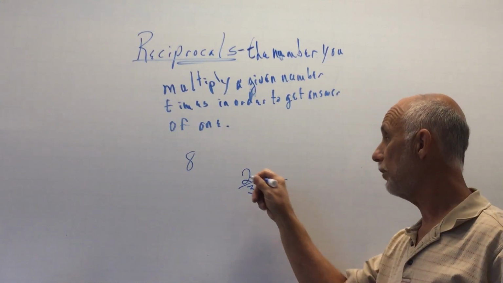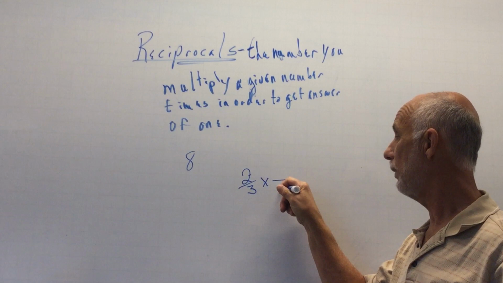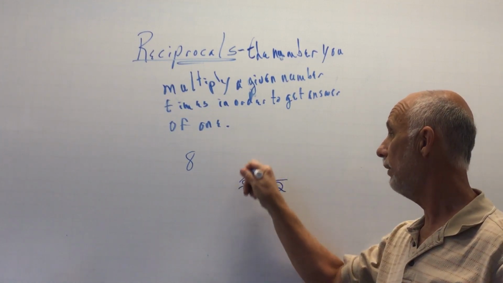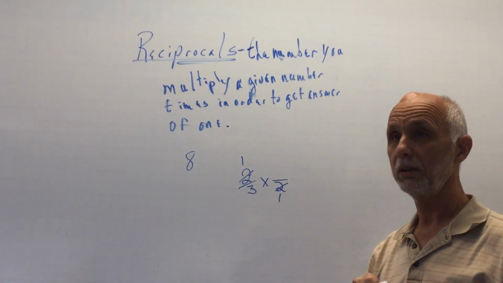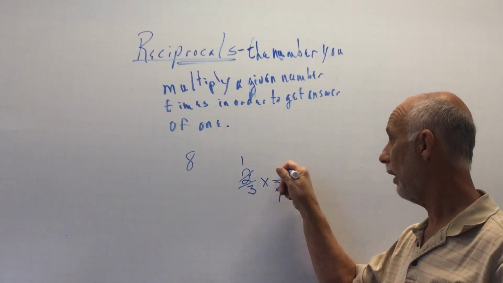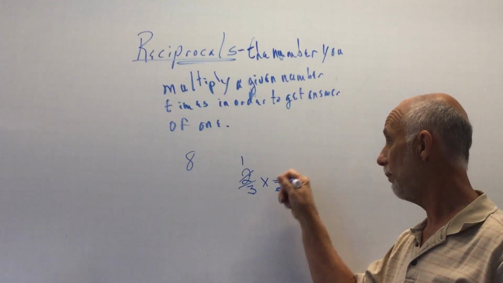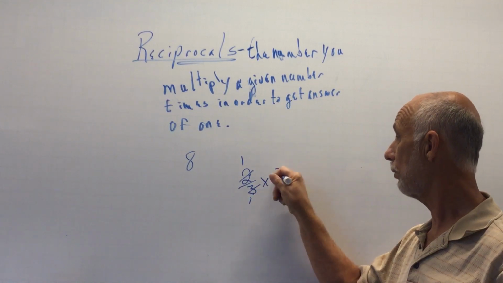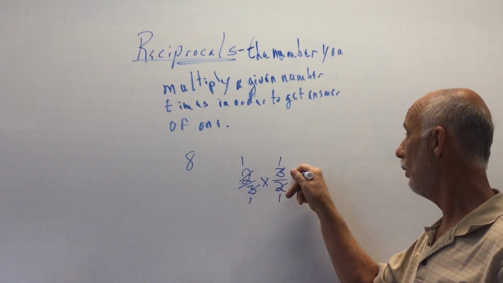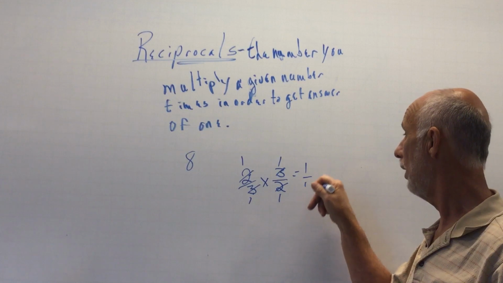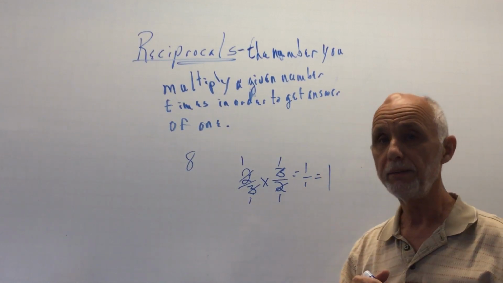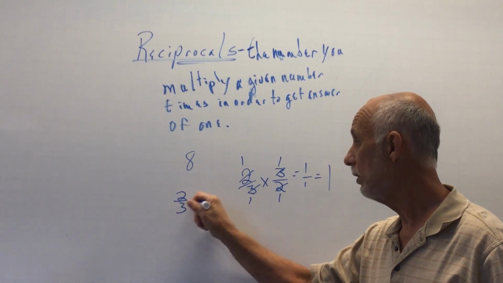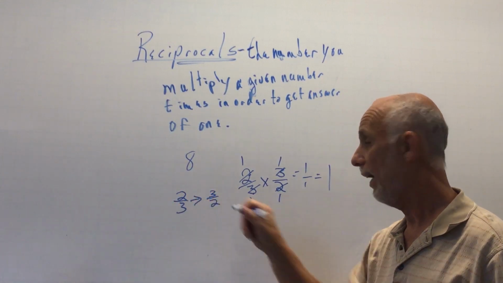Any top times any bottom, with any bottom. So if I wanted this to change to 1, I'd want this 2 to cancel out with this. So what would have to go down here? A 2. Because then 2 would go once and 2 would go once. And I want this 3 to cancel out with what's up there. So what would have to be up there so they would cancel each other out? A 3. Because 3 would go once and 3 would go once. And 1 times 1 would be 1, and 1 times 1 would be 1, and 1 divided by 1 is 1. So if I wanted the reciprocal of 2/3, it would be 3/2.